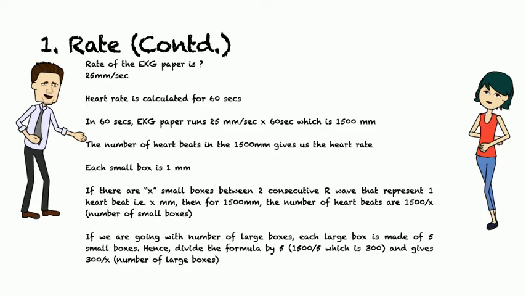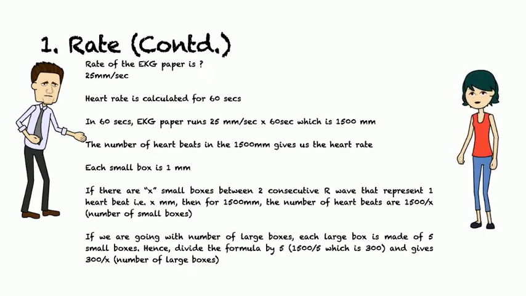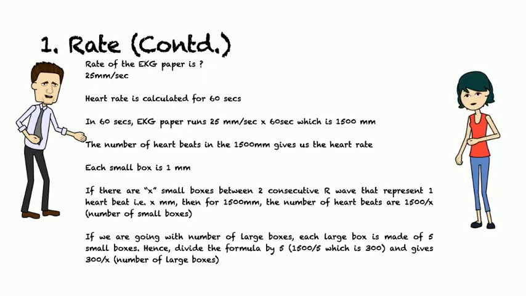Each small box is 1 millimeter. If there are X small boxes between 2 consecutive R waves that represent 1 heartbeat, that is, X mm, then for 1,500 millimeters, the number of heartbeats is 1500 divided by X, the number of small boxes.